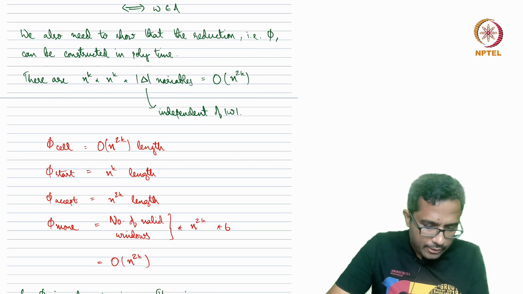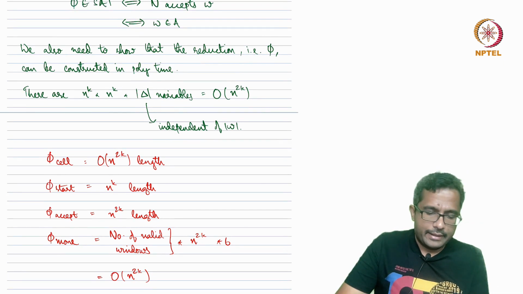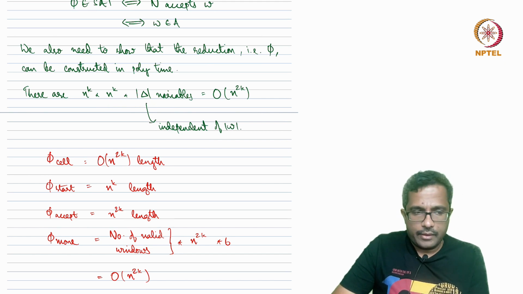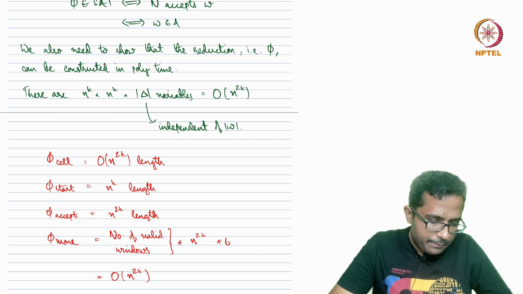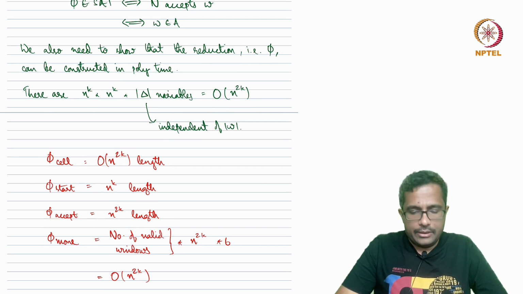So if you look at the length of each of these formulas, the number of variables, which I think I mentioned in the previous lecture also, there is x_{i,j,l}, where i ranges from 1 to n^k, j ranges from 1 to n^k, and l ranges over the set delta. So the number of variables is n^k times n^k times |delta|, but delta is independent of the length of w, so it gets absorbed in the O, so it's O(n^{2k}), because delta gets absorbed in the O notation.